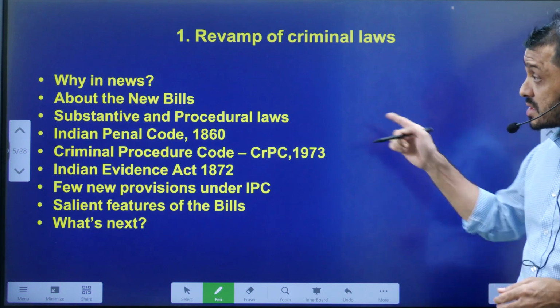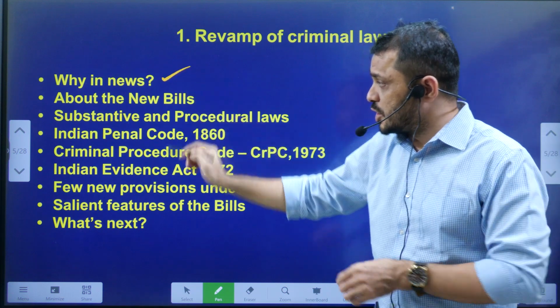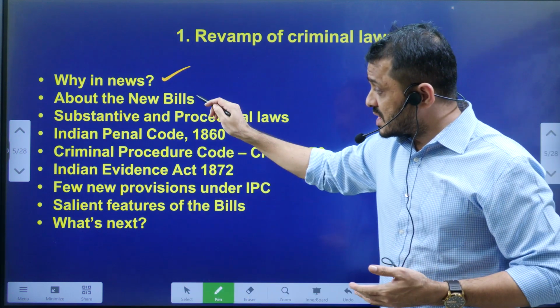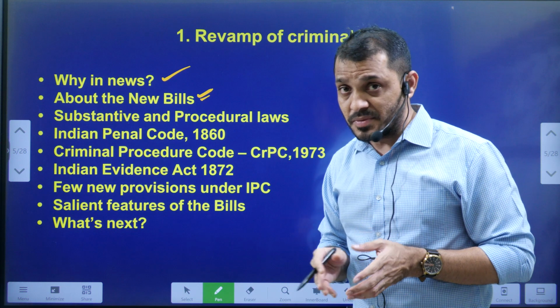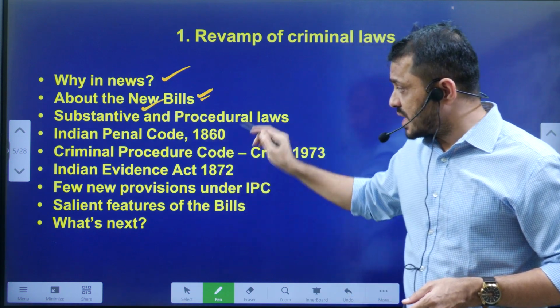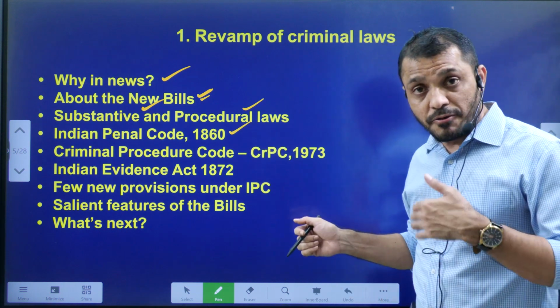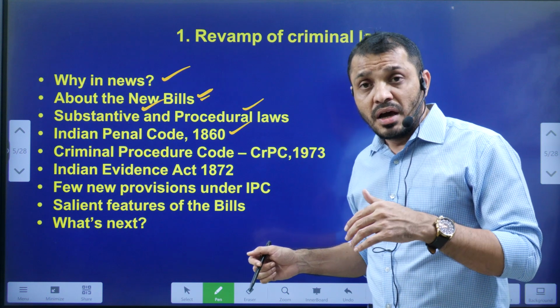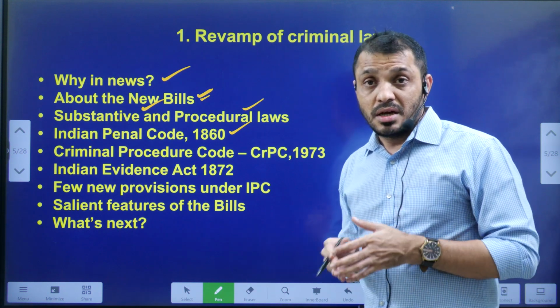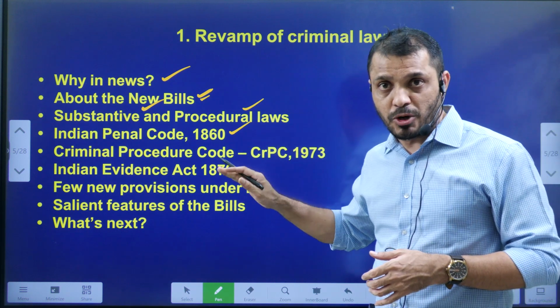Okay, next, video components. In this video, we are going to discuss why it is in the news and the information regarding these 3 new bills. Then what is the difference between substantive laws and procedural laws, and the IPC 1860, when it first came, who introduced it, how it was drafted and when it was drafted. All that information we are going to discuss.